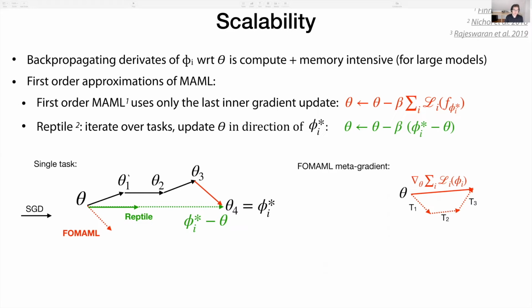Reptile is another approach. So what that does, it says, okay, if the approximation of the optimal for task i is here, we'll just move in that direction. So it's deadly simple. And so it will effectively be phi_i star minus theta, and then times a learning rate beta, and then it moves in this direction. And it does this for every task sequentially. So it doesn't wait until n tasks are done. It does this task after task after task. In the first order MAML, the meta gradient is just the sum of the gradients per task.